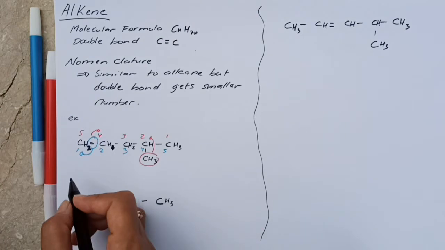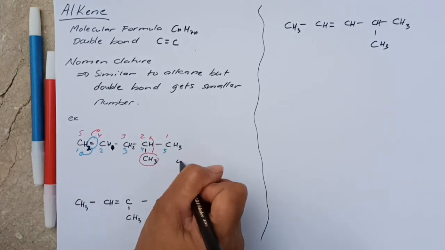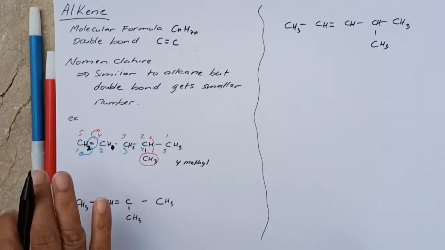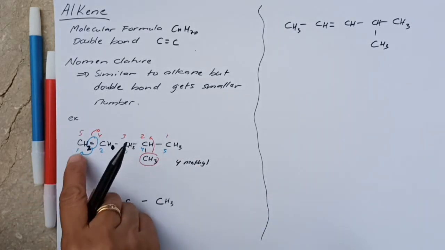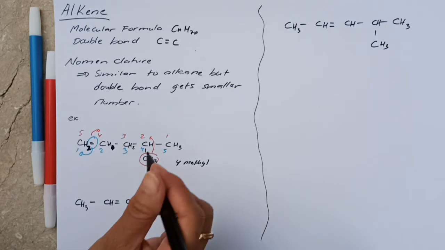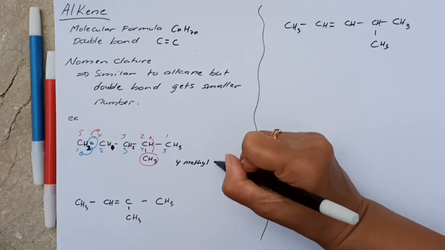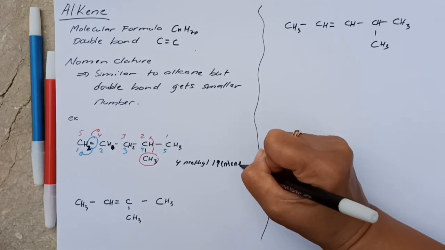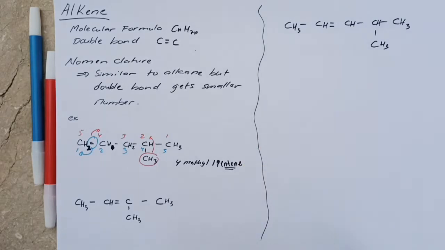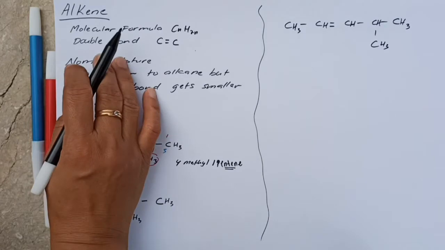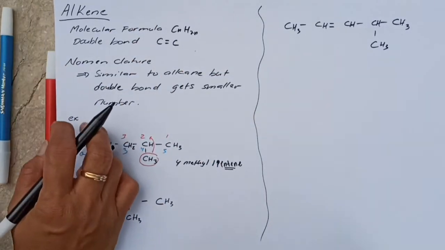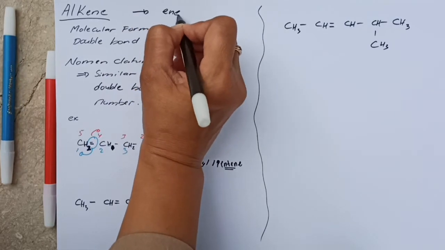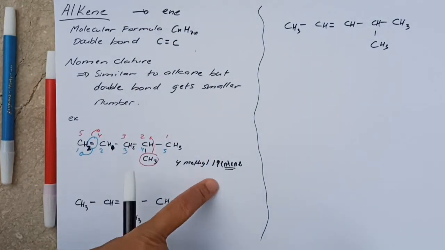So the naming is going to be the same as alkane. The naming will be 4-methyl. And look at where the double bond is. The double bond is attached to 1. So you're going to add 1 here: 1-pentene. Okay, this is the difference. Unlike alkane, where you use -ane, for alkene it ends with -ene. So this is 4-methyl-1-pentene.